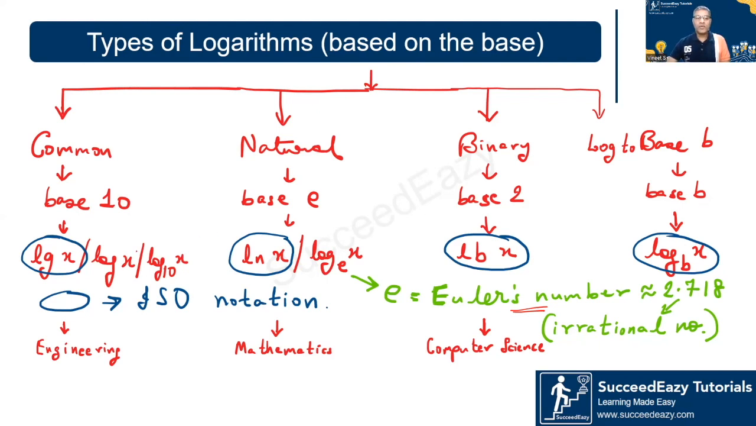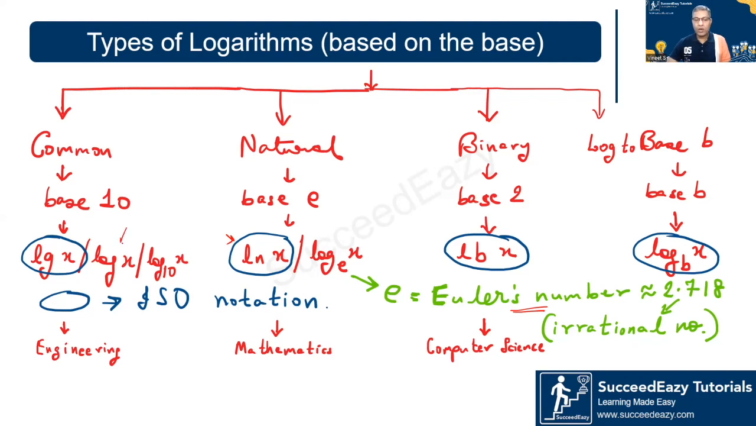So the way to express the common logarithm is you write lg of x, or you write log of x, or you write log of x to the base 10. Natural logarithms, you write it as ln x, or log of x to the base e. So remember this: lg x or log x.